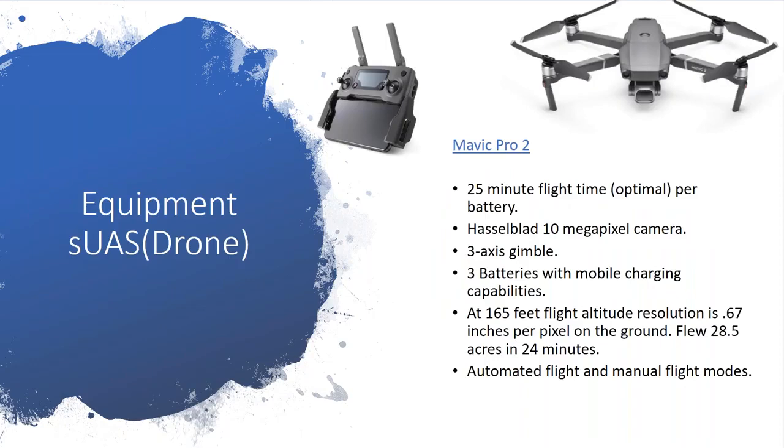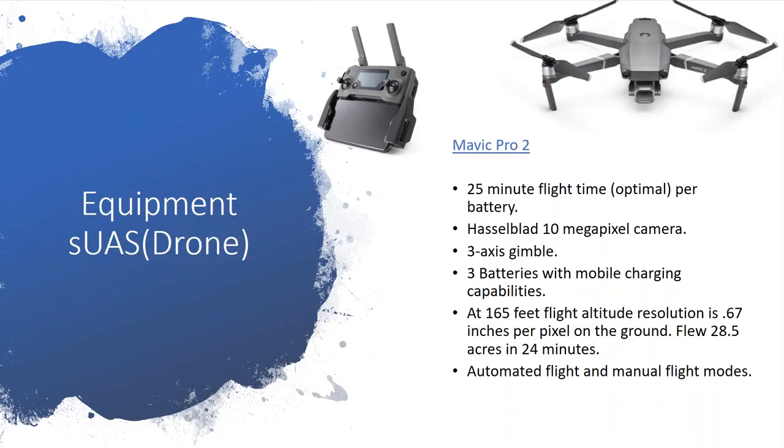This is the drone that I fly. This is called the Mavic Pro 2. And we flew it first because it was the first drone that we got. It's a very maneuverable drone. It's what's called a quadcopter. It has about a 25-minute flight time per battery. I have a series of 3 batteries, so I can usually get about an hour to an hour and a half flight time per mission.